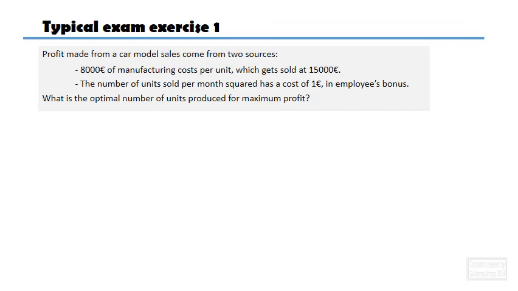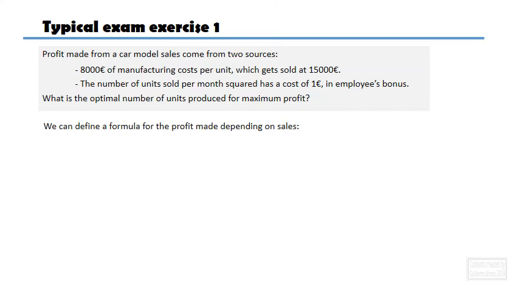Here's another exam exercise. Profit made from a car model's sales comes from two sources: 8,000 euros for the manufacturing cost per unit, and they get sold at 15,000. So the profit I'm making there is clearly 7,000. And of course, I pay employees a bonus. Units sold per month, I square that number, and I multiply it times €1, and that's the employee bonus. So what is the optimal number? Because clearly, if I sell a lot, I'm going to be paying a lot of employee bonus.